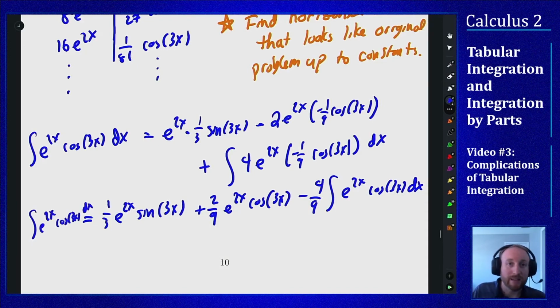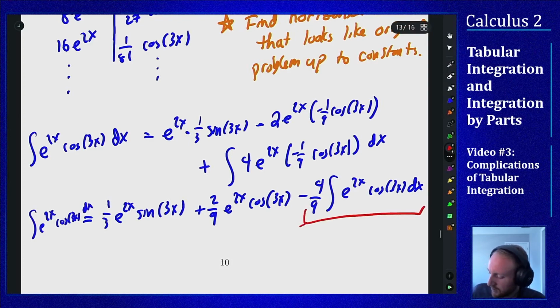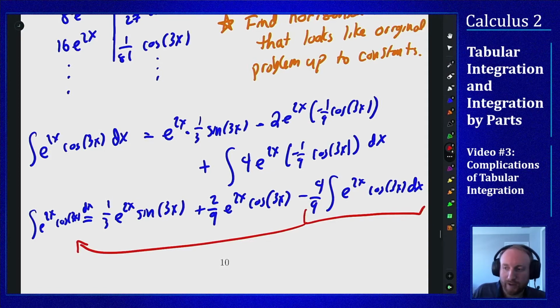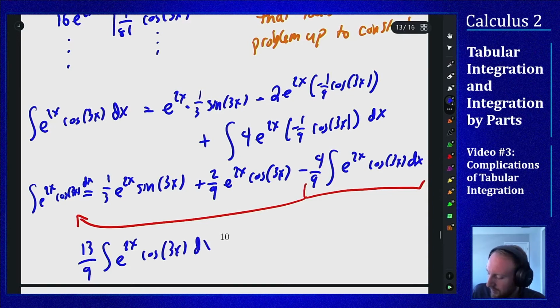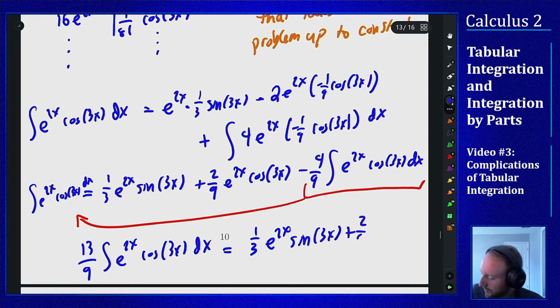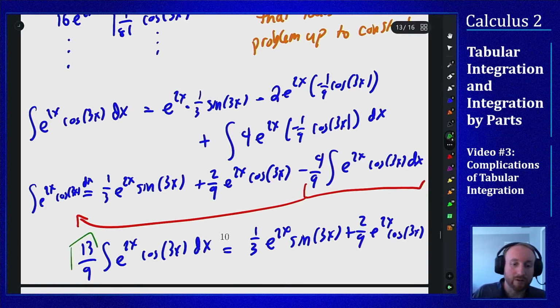I can now play the same trick we do normally and move this integral to the other side, combining those two fractions to get that 1 plus 4/9 is 13/9. So 13/9 times the integral of e to the 2x cosine of 3x dx equals 1/3 e to the 2x sine of 3x plus 2/9 e to the 2x cosine 3x. And I get my answer by multiplying both sides by 9/13. I won't write it out here, but multiply the other side, and that'll give you the final answer.